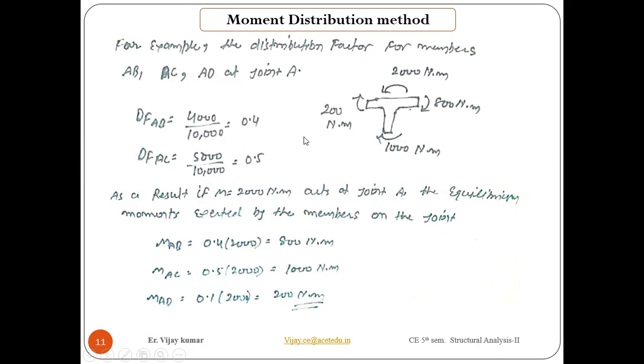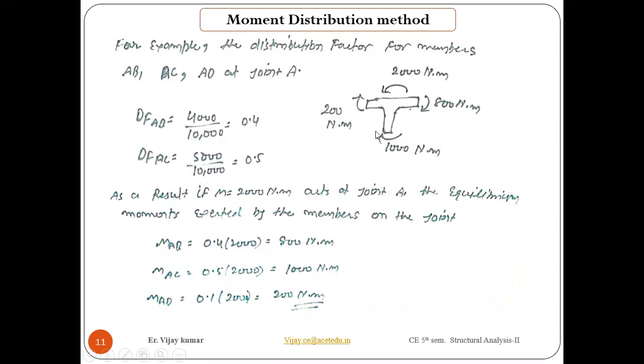Note it down: the sum of DF at a joint is never more or less than 1. It is always equal to 1 at a joint. You can check here: 0.4 plus 0.5 plus 0.1 is 1 only. So it is always one. Make sure that once you calculate it, you verify that the DF values add up to 1. Fine, its value comes out to be 1 only.